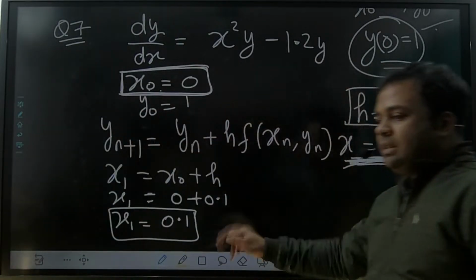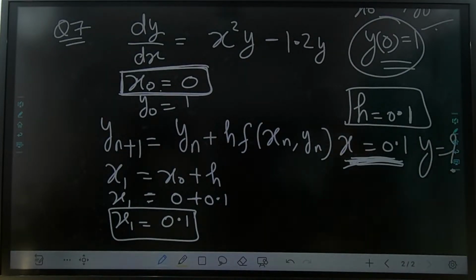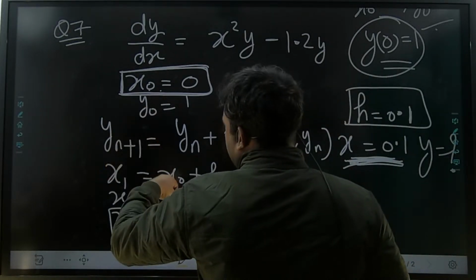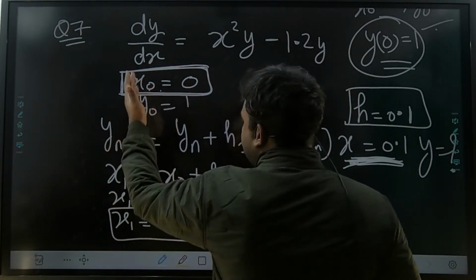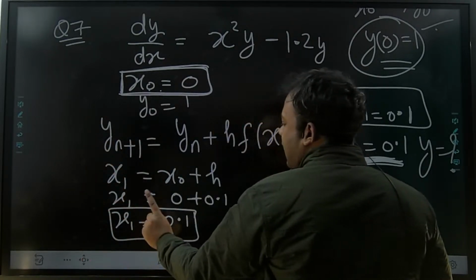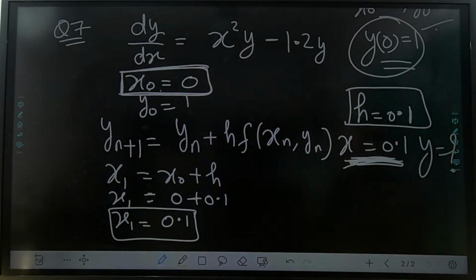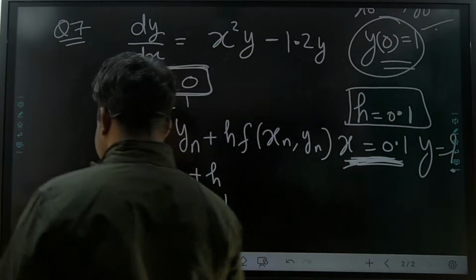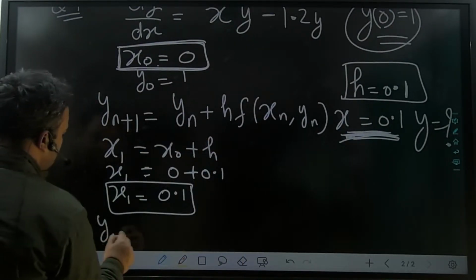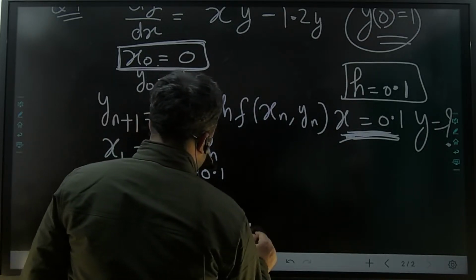It means in the next iteration y1 will come and y1 will be my answer. y0 has been given, the next value will be y1. Because at this x1 I have to calculate the solution, the solution at x1 will be y1. So I have to calculate y1. And y1 will be equal to y0 plus step size h multiplied with the function value at x0 and y0.